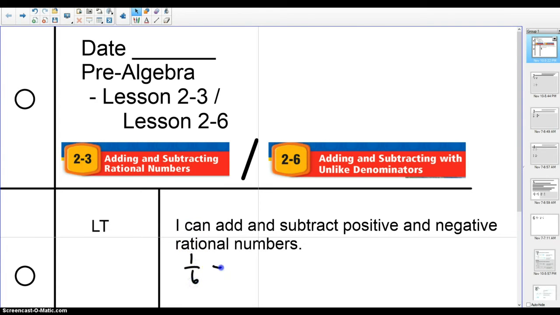1/6 plus 3/8 equals some number. By the end of today, we're going to come back to that question, and you're going to be able to answer that.